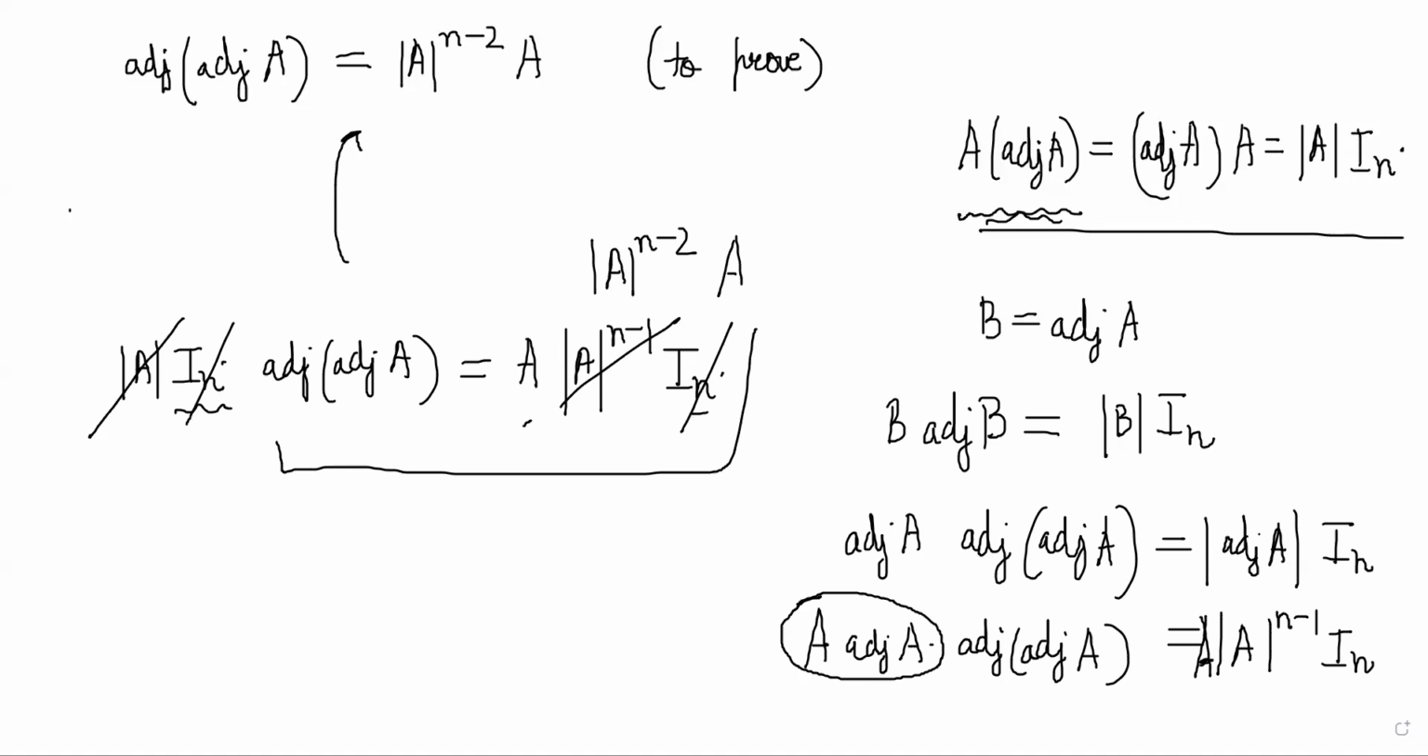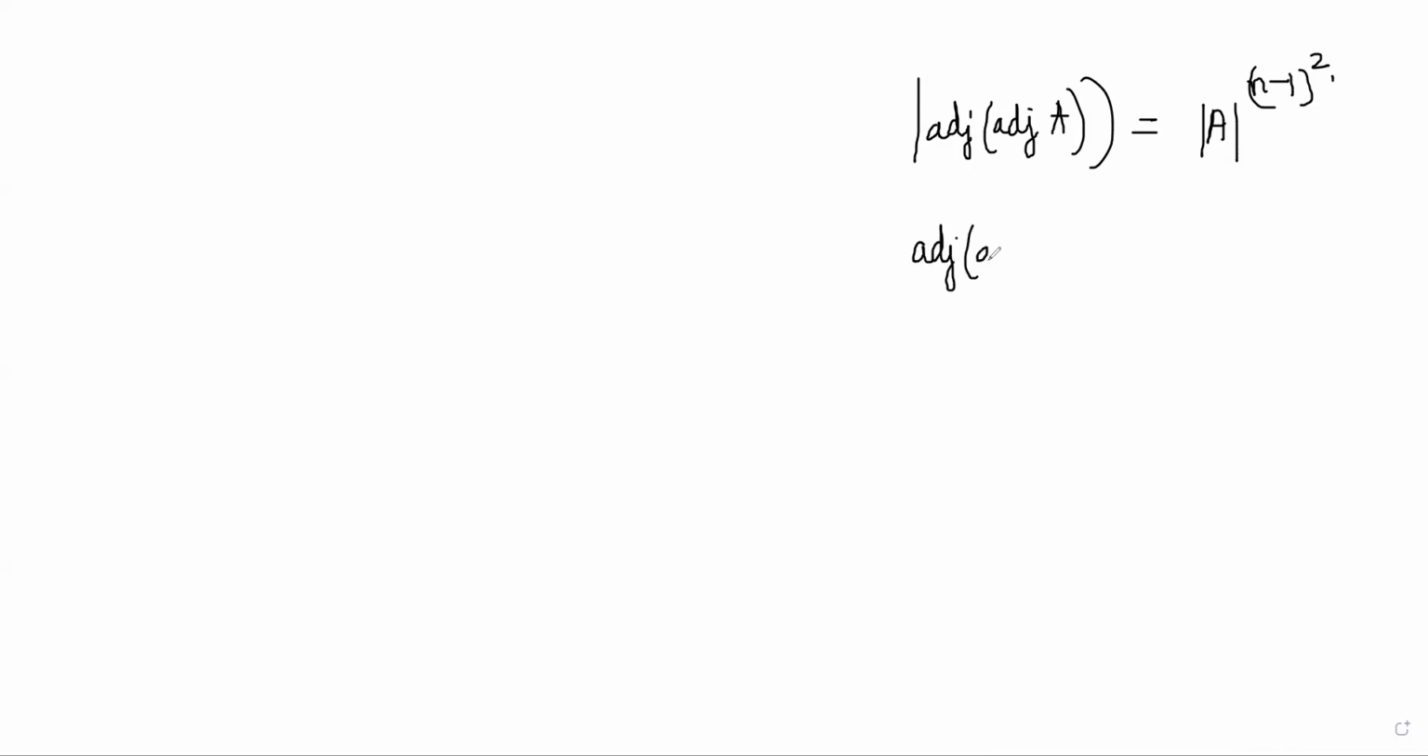So that is also a super important property. We now know what is adjoint of A as a simple matrix, and also what is the det of that. Det of adjoint of A is, according to the previous property, det of A to the power n minus 1 square. And adjoint of A is basically, we have got just now, it is this, right?